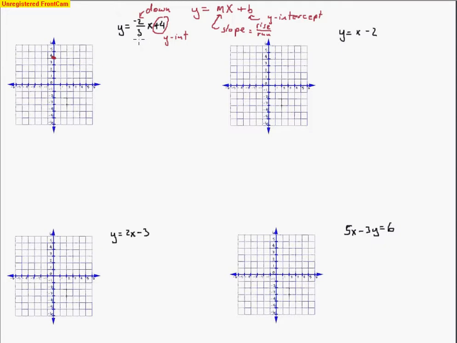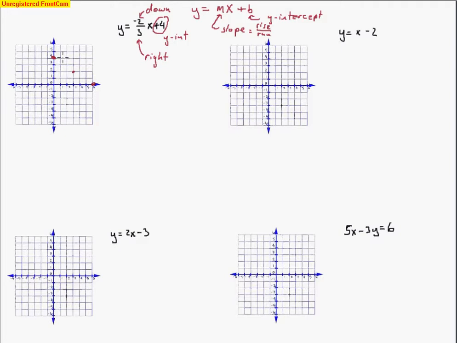And then the 3 tells me to go in the x direction. That's our run, and that's the horizontal direction. And so this tells me to go right because it's a positive 3. So I'm going to end up going down 2, and then right 1, 2, 3, and I'm putting a dot there. I can do it again. I can go down 2, and then right 1, 2, 3, put a dot there.